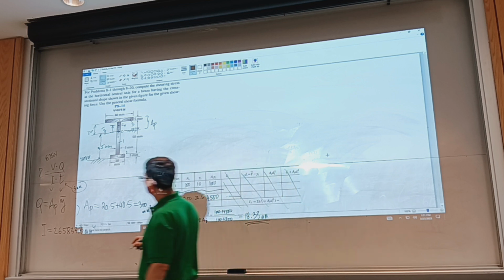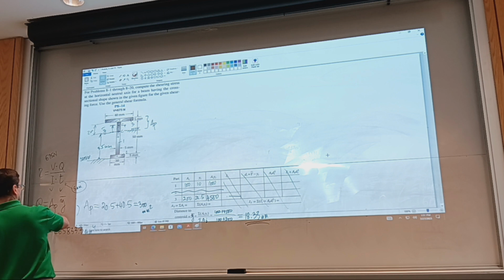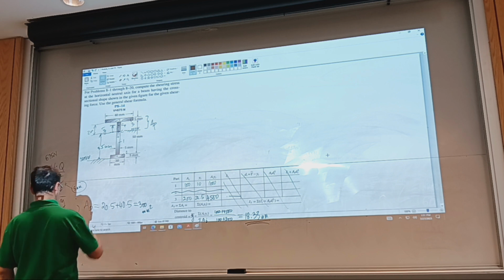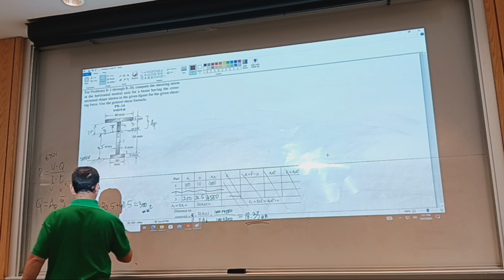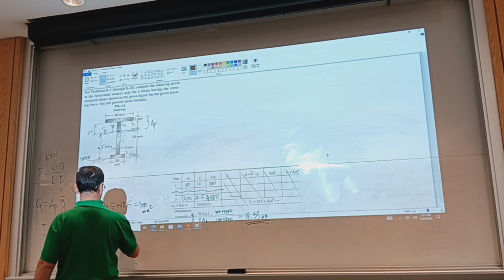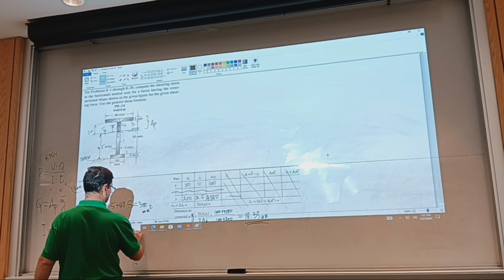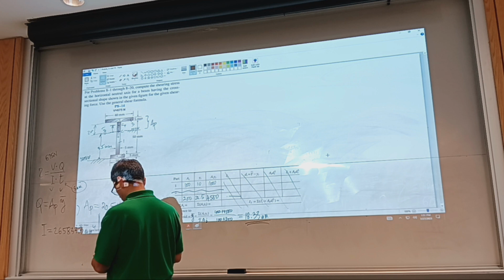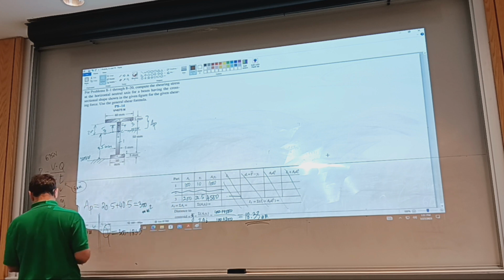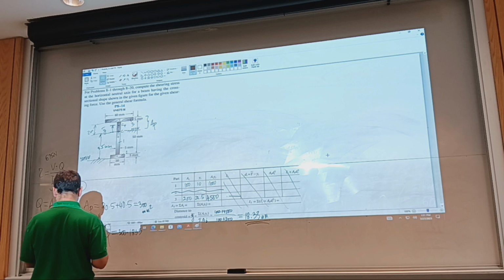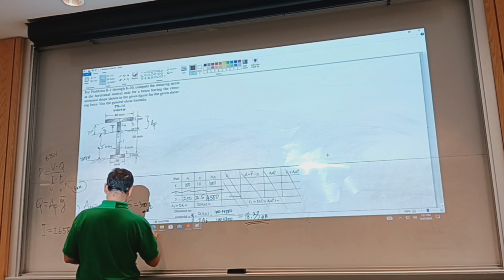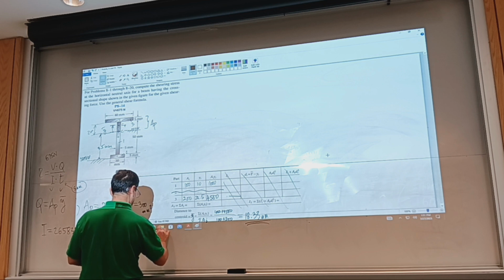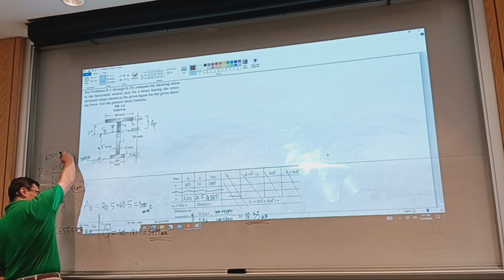So we have y overscore, and we can calculate Q. Q is going to be the area, 300, times 18.33. So 300 times 18.33 equals, wow, close to 5,500, very close. I'm tempted to just write 5,500, 5,499 millimeters to the power 3. Okay, so we have this.